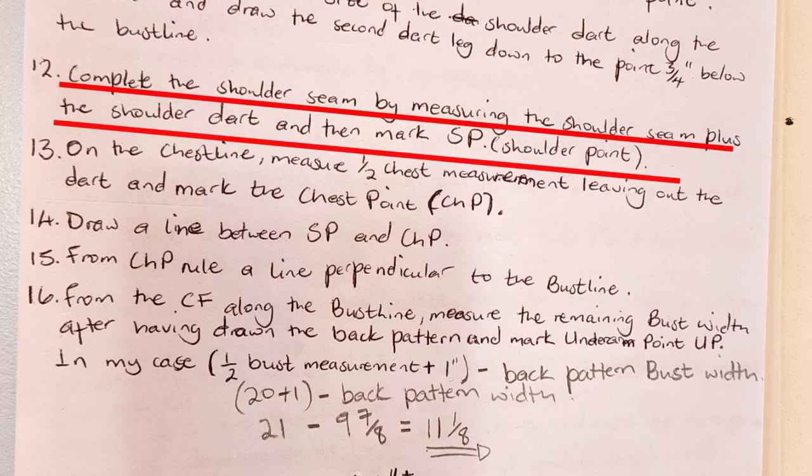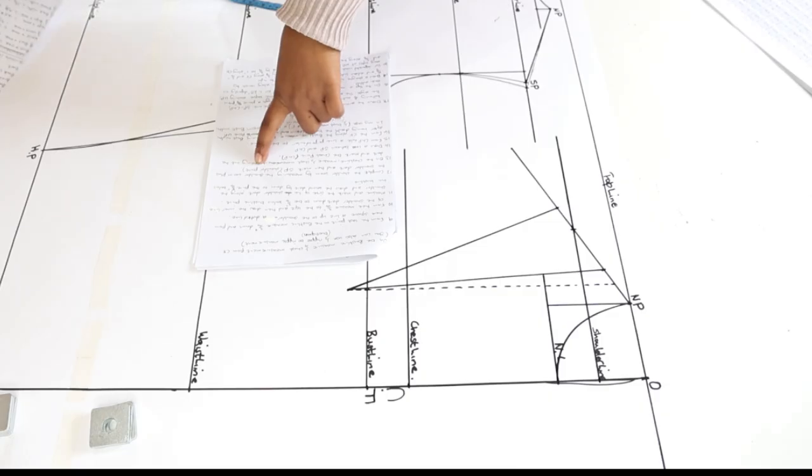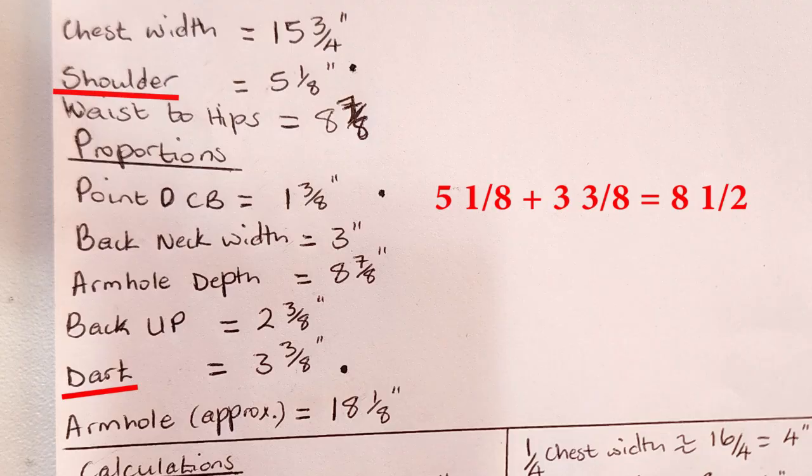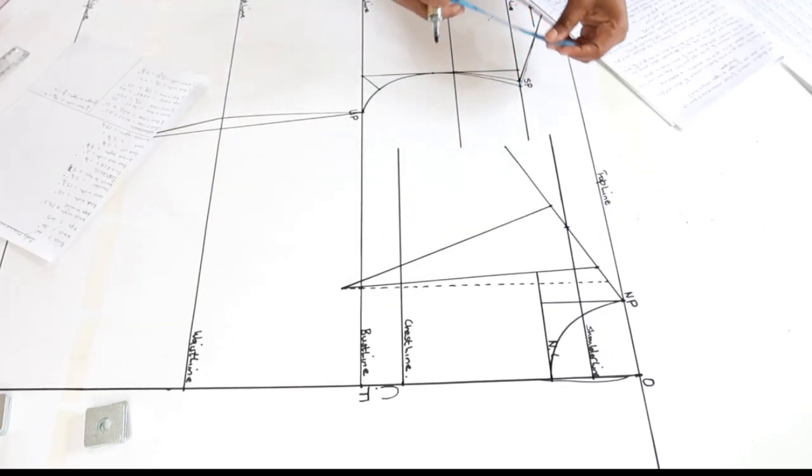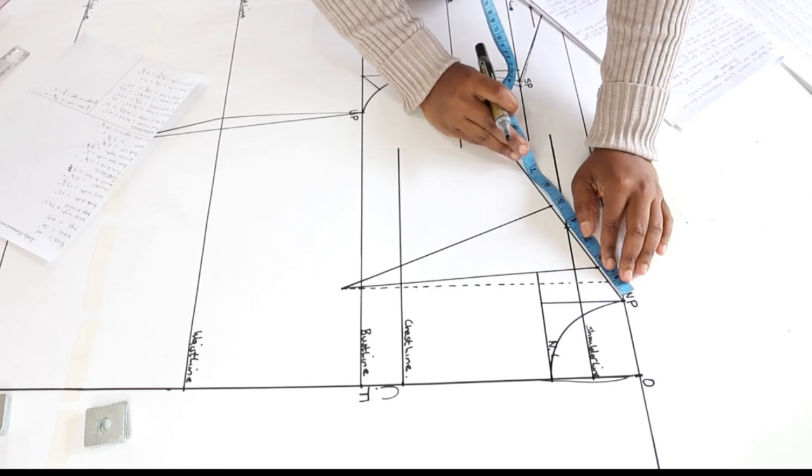And then next it says complete the shoulder seam by measuring the shoulder seam plus the shoulder dart and then mark SP, that will be the shoulder point. That means I come back to the measurements. My shoulder dart is 3 3/8 of an inch, and then the length of my shoulder seam is 5 1/8. So I'm going to add 5 1/8 to the 3 3/8, and I'm going to get 8.5 inches. I'm going to mark the 8.5 inches along this line.